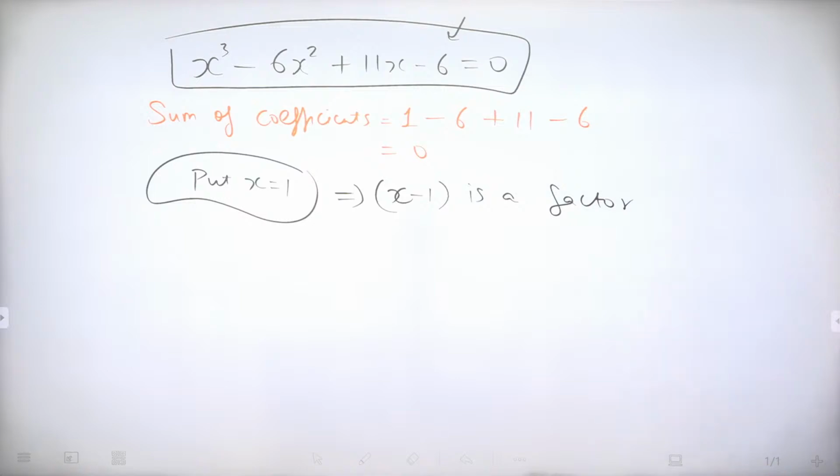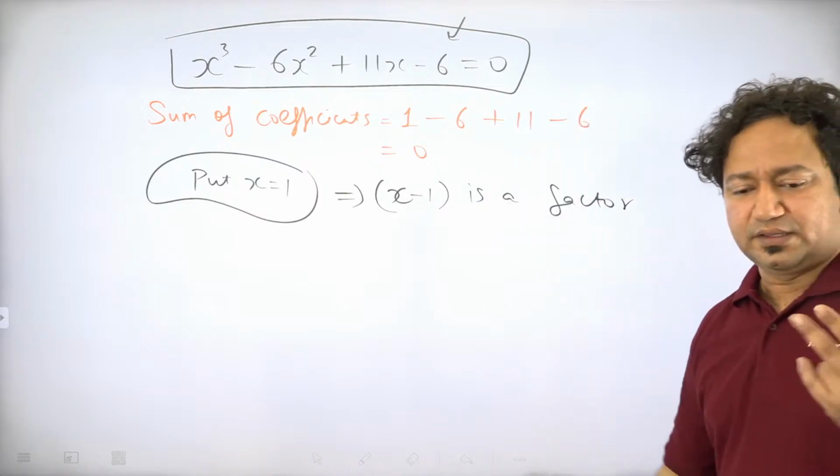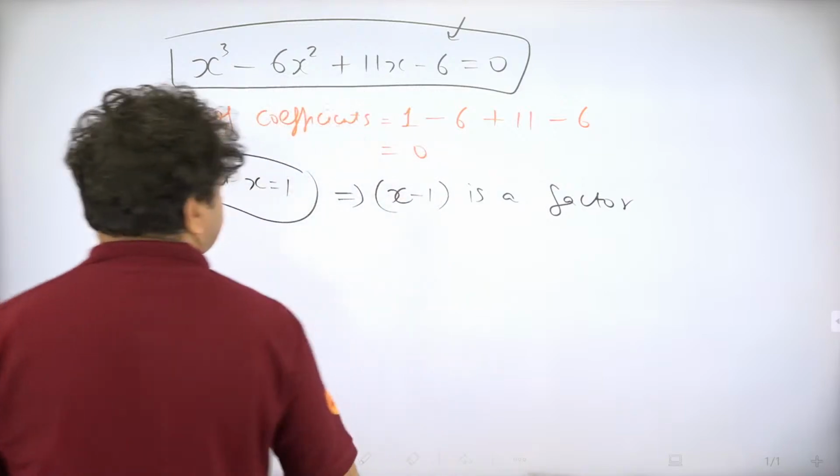x minus 1 is a factor and the order is 3. There need to be 3 factors. How to get the others? Okay.